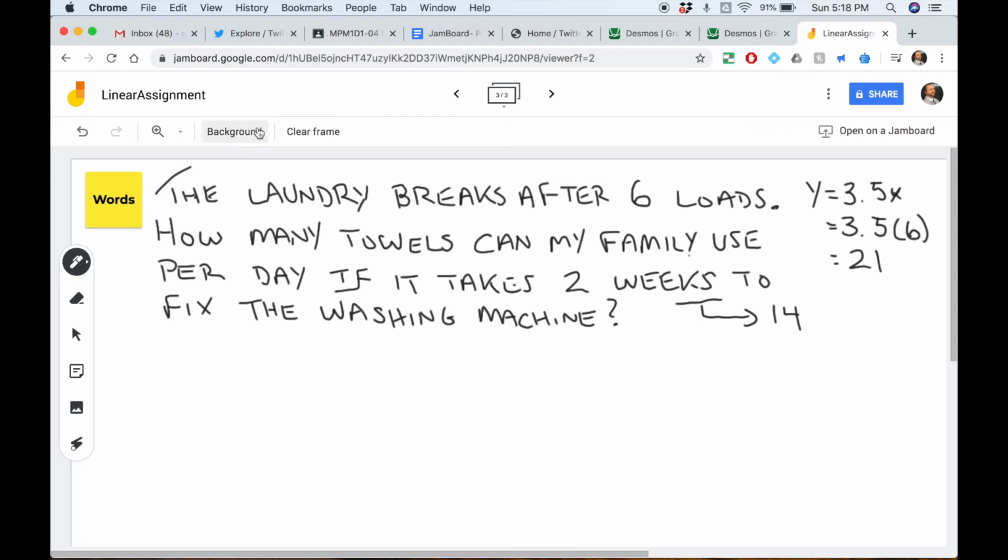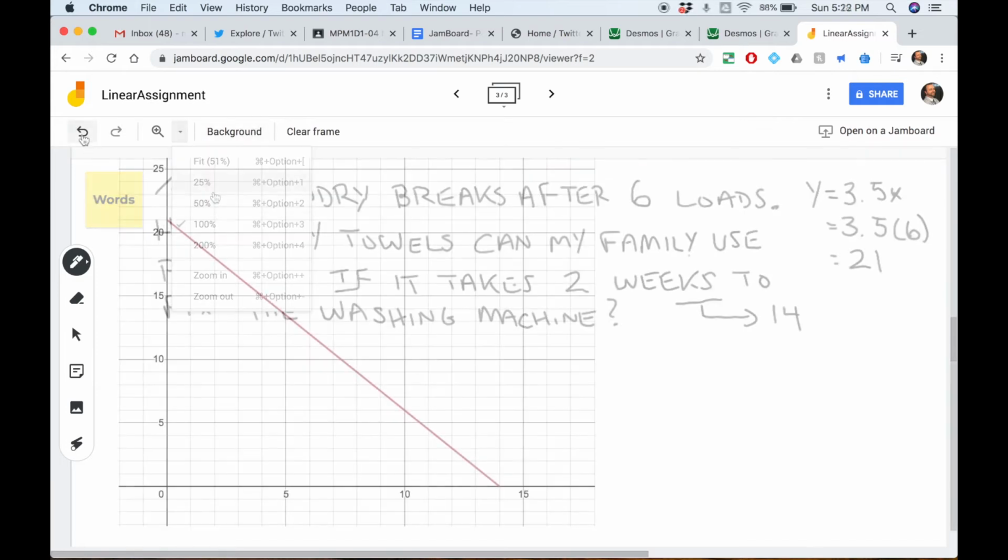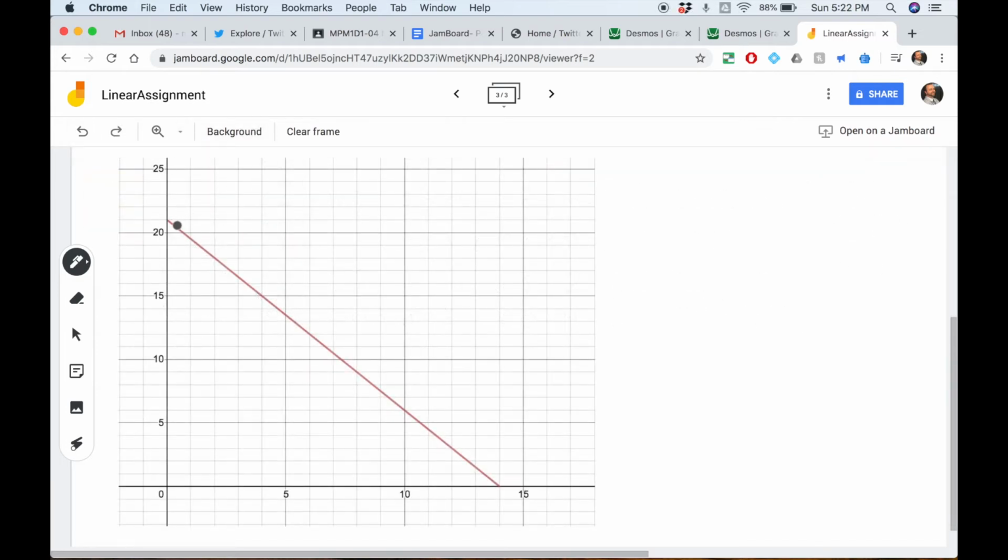I think it might make the most sense to turn this into a graph right now. So I've drawn a little graph here. Starting at day 0, I know I have 21 clean towels in my house. And following this line all the way to day 14, by day 14 I've run out of towels. I need to figure out how many towels I can use per day. That's like a rate of change.